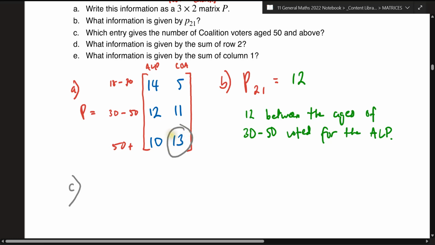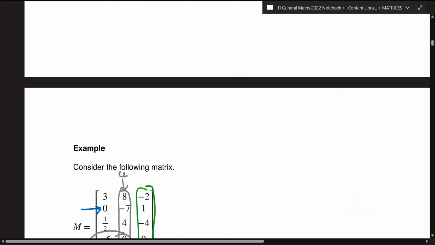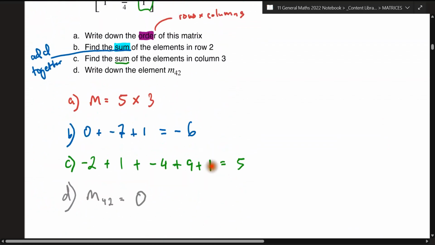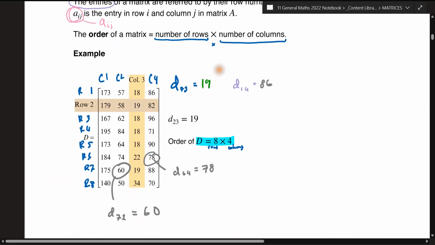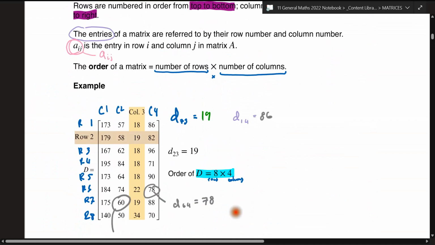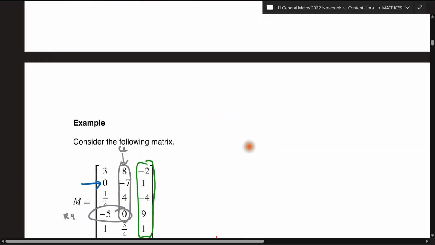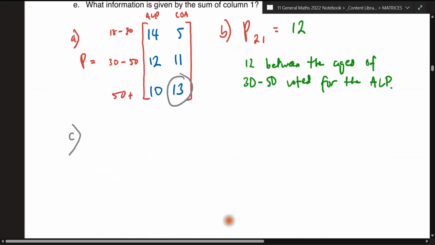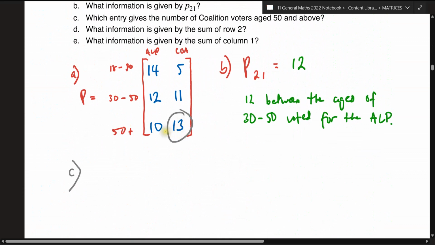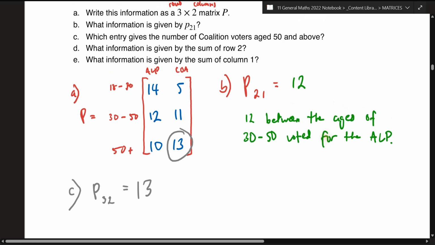So in question C, we would write 50 and above. Remember what I did here previously. All you've got to write is the entry. So what would you write in terms of the answer? Number 13, there would be in matrix P, row 3, column 2, you've got the number 13. Which entry? It's this entry. That's the entry: in matrix P, row 3, column 2.